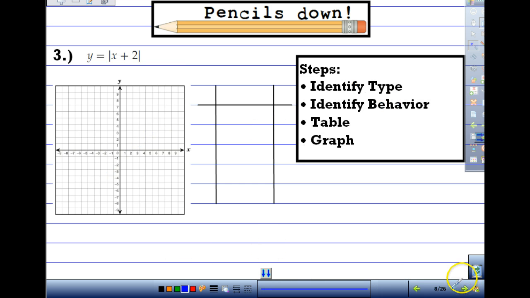Absolute value, same thing. Okay, you could go through here and say, the middle of the graph, what number I plug in here will give me a 0? And say -2. Pick some points to the left, pick some points on the right. But you can also just say, well, I know what absolute value of x looks like. It starts right here. Well, with a +2 inside, that just moves everything to the left by 2.